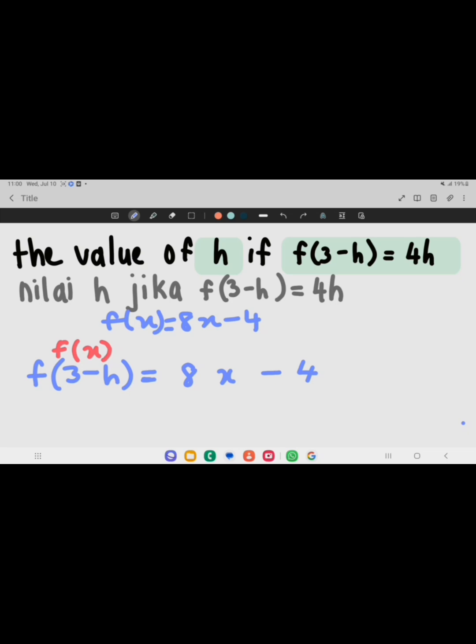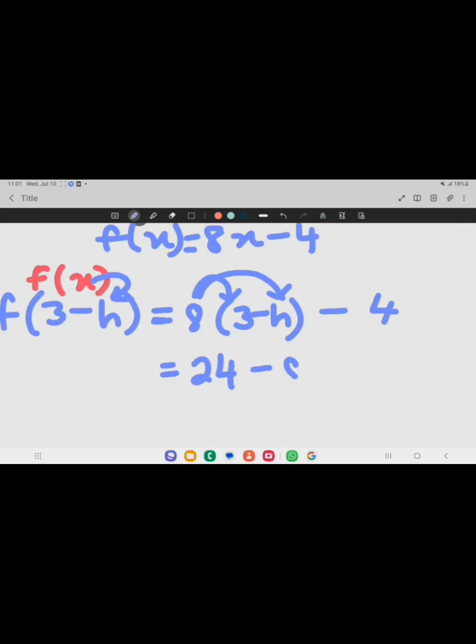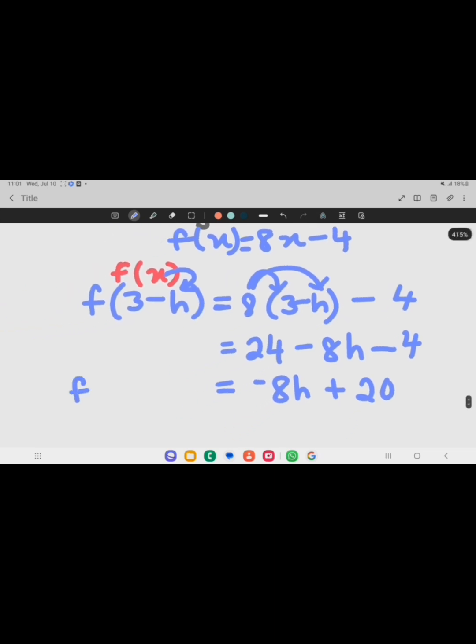What you can observe from here is, they just changed the x into 3 minus h, right? So the exactly same thing you are going to do. You are going to erase this x, and then replace it with 3 minus h. And then you just have to expand this. This one you do as usual. 24 minus 8h minus 4. So when you further solve it, you will get negative 8h plus 20. So this is your f3 minus h. This is the f3 minus h that we find.